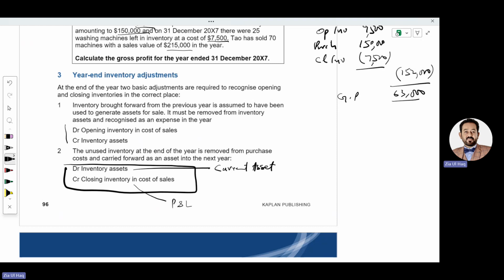What is the accounting entry for opening inventory? Debit opening inventory, that will be charged to profit and loss account, in which we will add purchases. And credit inventory asset, that is coming from the previous year. So previous year inventory we will remove, we will charge to cost of sale, and current year closing inventory we will record as asset.